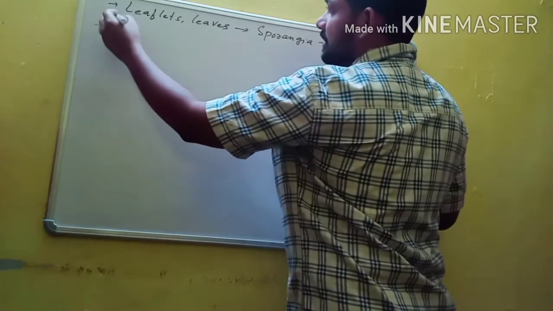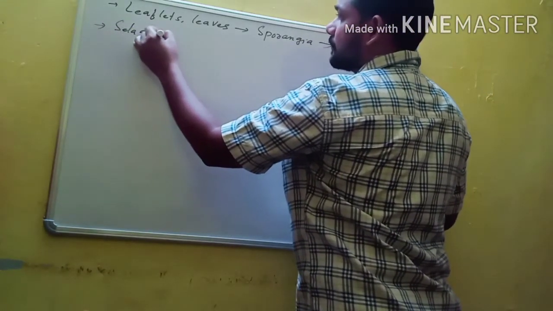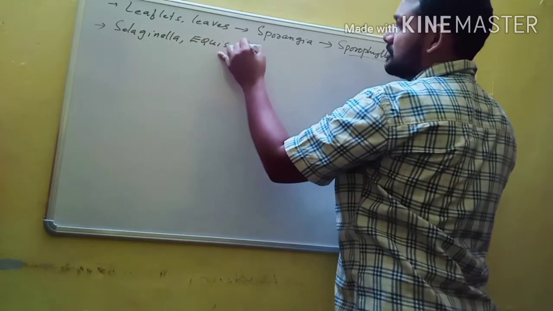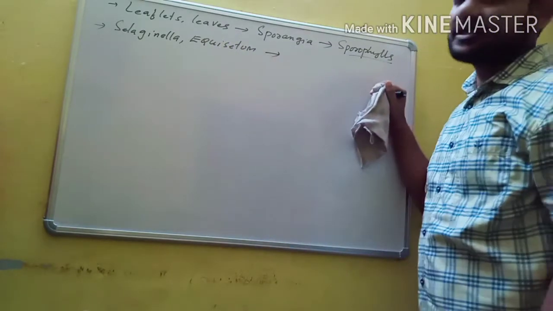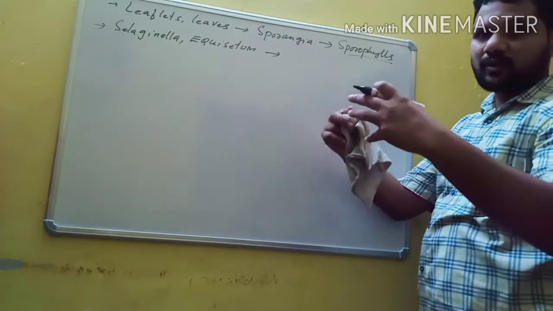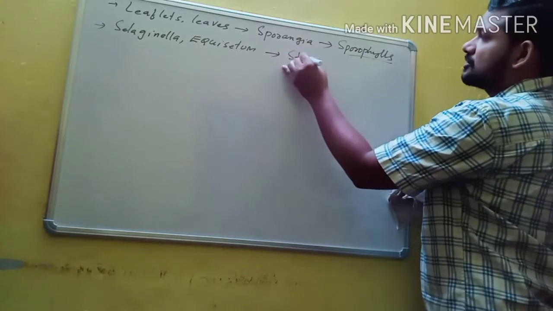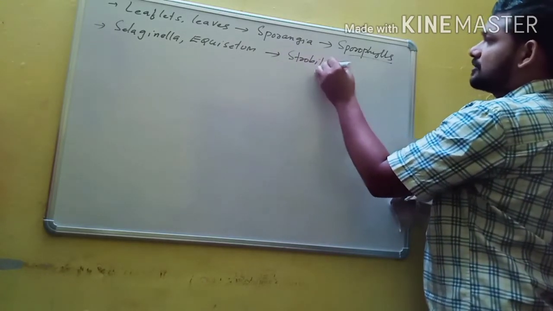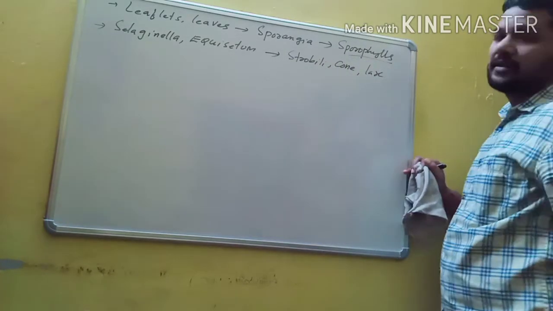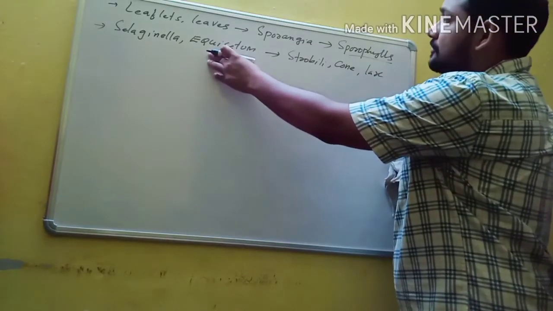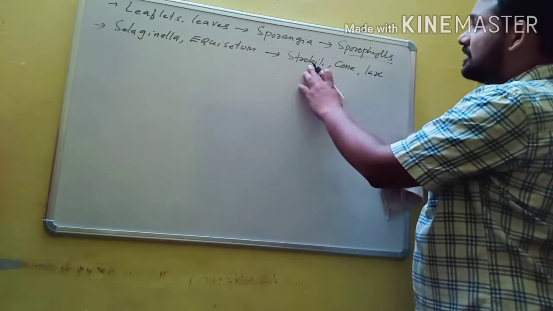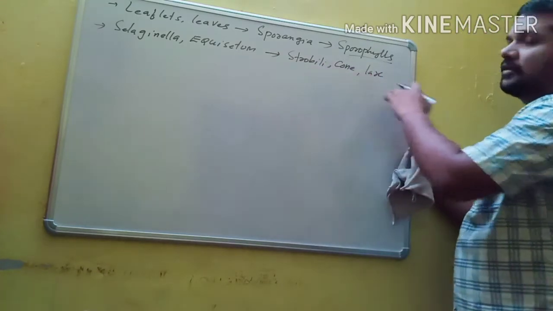In pteridophytes like Selaginella and Equisetum, all these sporophylls are aggregated to form a compact structure, and this compact structure is known as strobili, or cone, male cone and female cone, or it is also called lax. This structure is known as strobili, cone or lax.